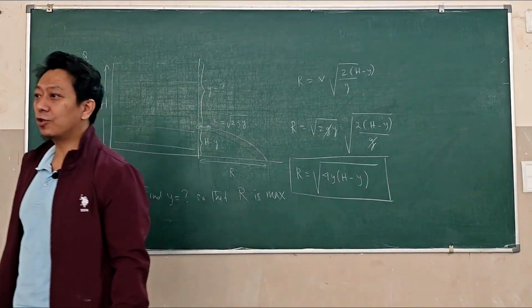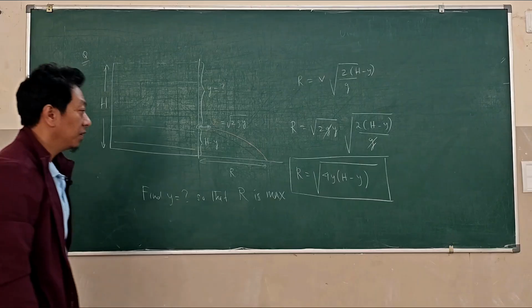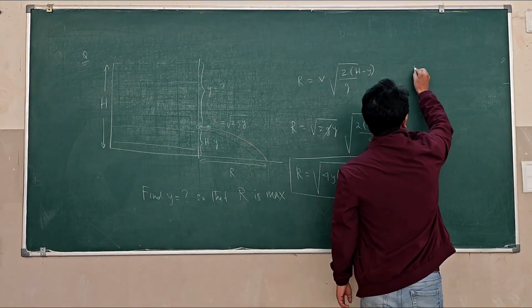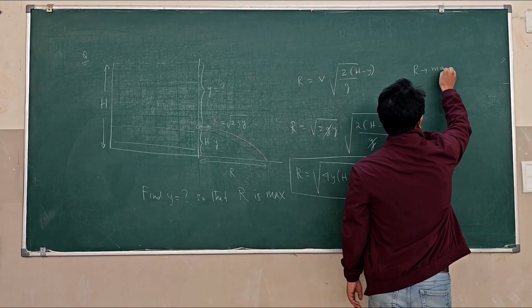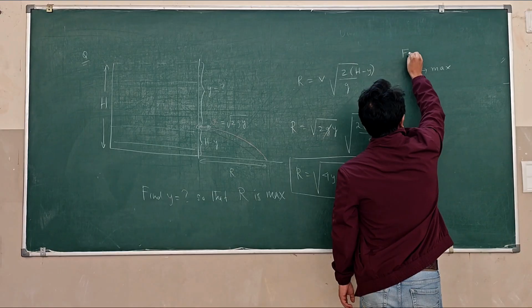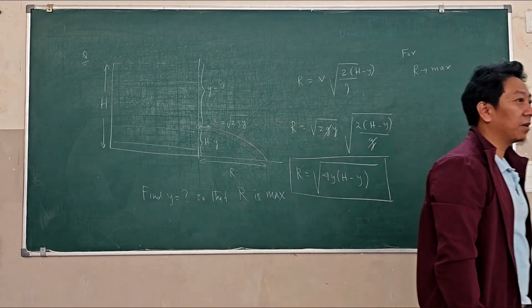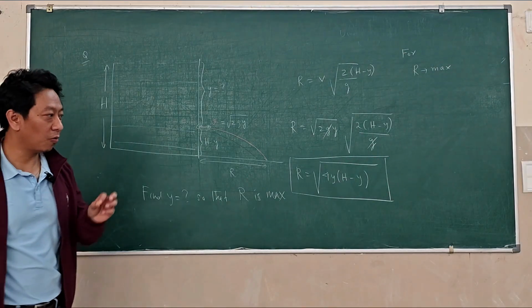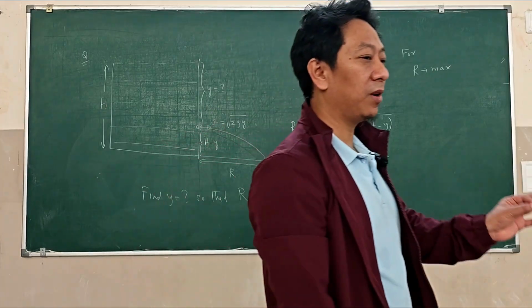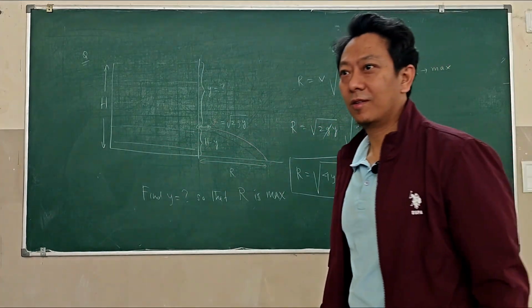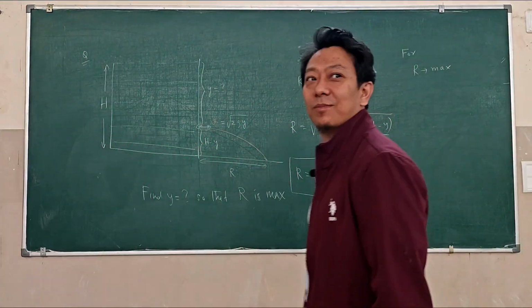Now they want this range to be what? Maximum. For any function to be maximum, what did we learn in calculus? For r to be maximum, if any function y is maximum or minimum at some point, what does it mean in calculus? Punit?